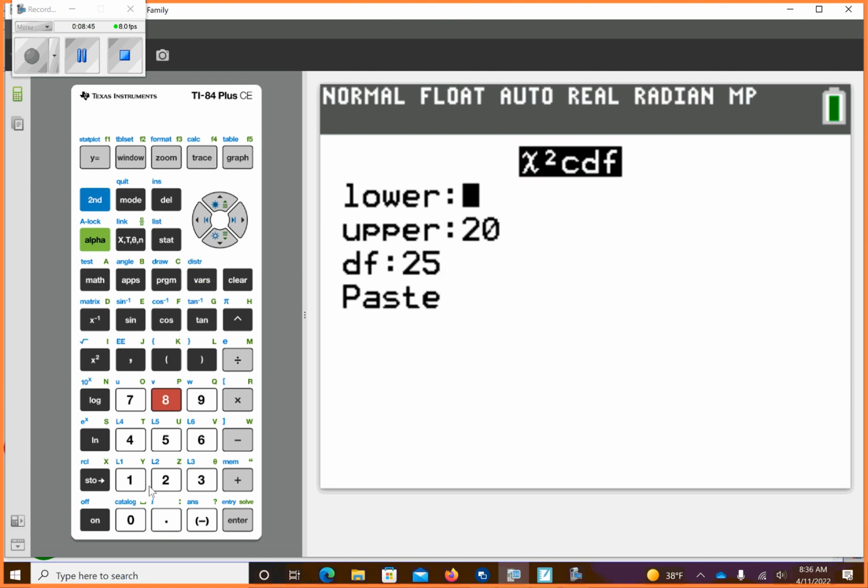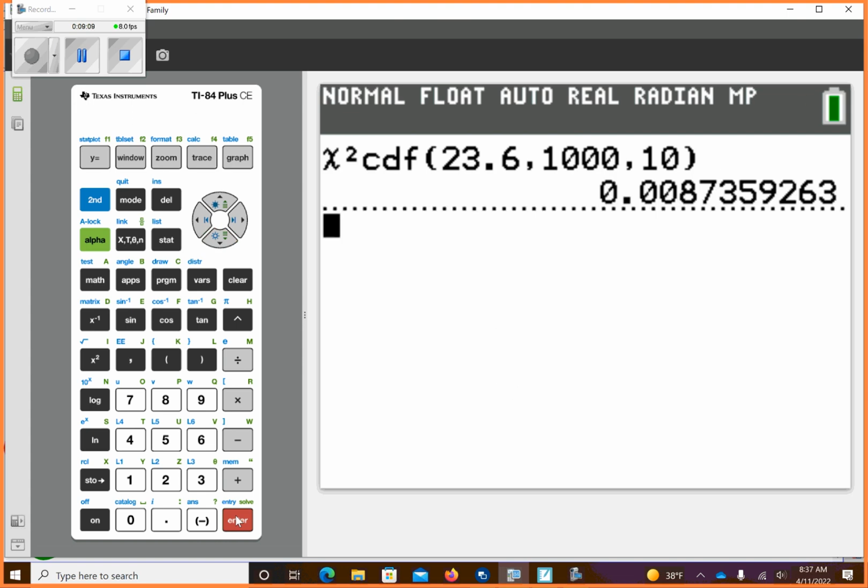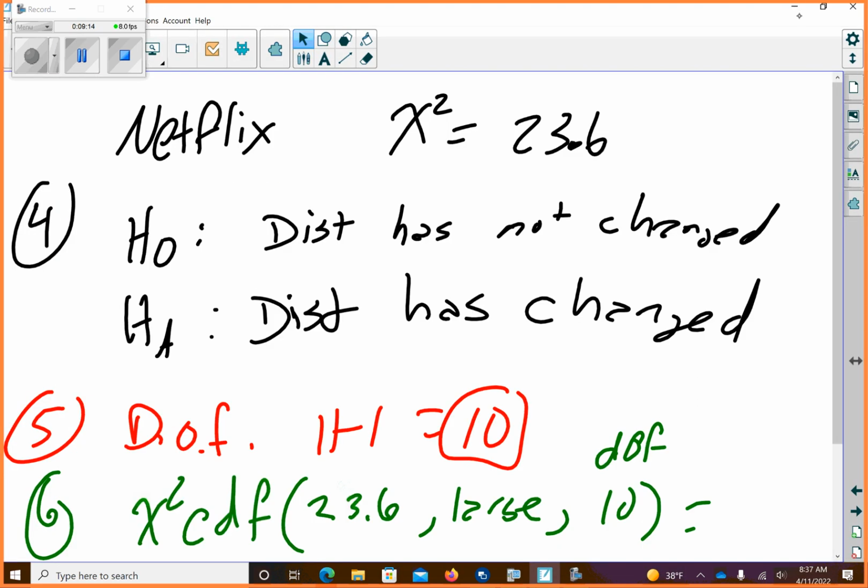So second distribute, number 8. Our lower, we said, is 23.6 because that's our chi-squared value. Our upper, we're going to make big, so let's make it like 1,000. And our degrees of freedom is 10. Paste it up. Giddy up. So it looks like our p-value is 0.008. So our p-value is roughly 0.008 from doing that math.